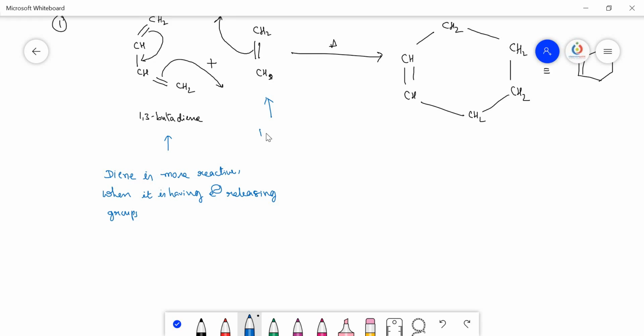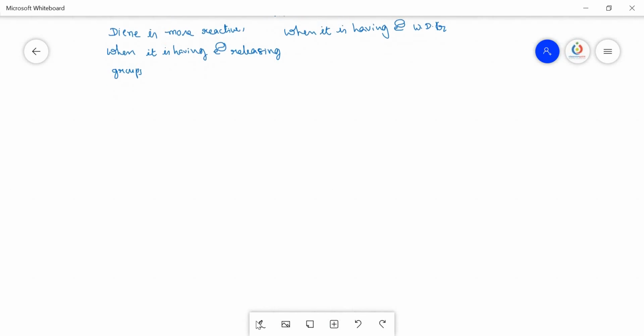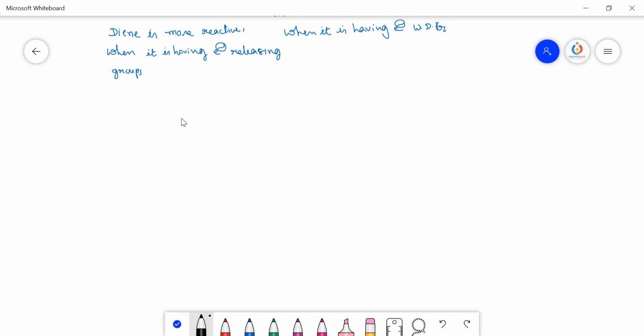So this dienophile is more reactive when it is having electron withdrawing groups. So electron releasing groups on the diene and electron withdrawing groups on the dienophile make this whole reaction very easy, or getting the product very easy. Let us see some of these reactions. Later we write down the characteristics of the reaction.